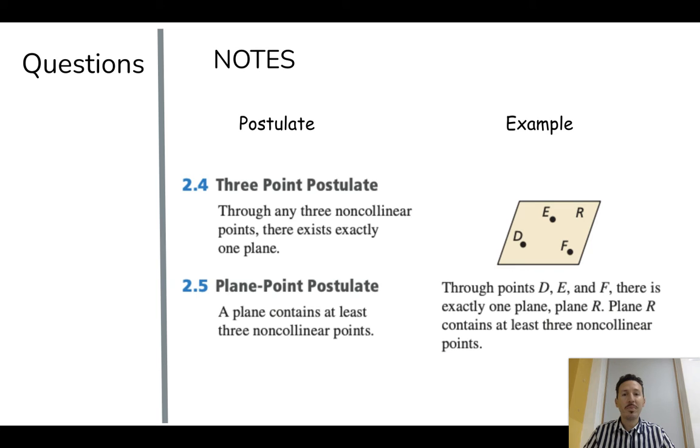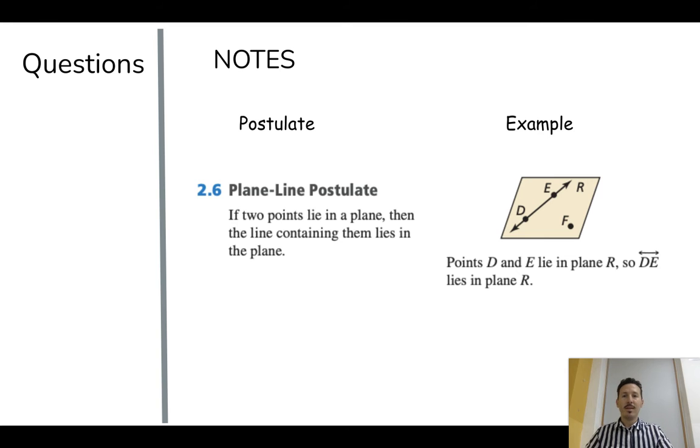Then again, you have the plane point postulate, which means that a plane contains at least 3 non-collinear points. You have the plane line postulate. So for this one, we're basically saying that if you have 2 points that lie in a plane, then the line containing them lies in the plane, which makes sense logically when you think about it.